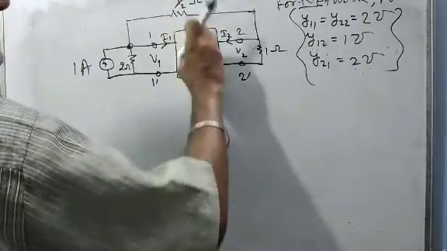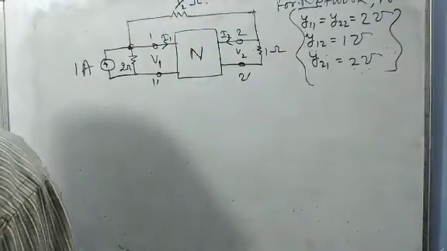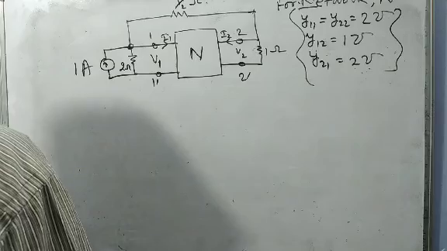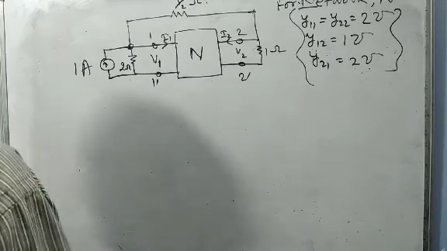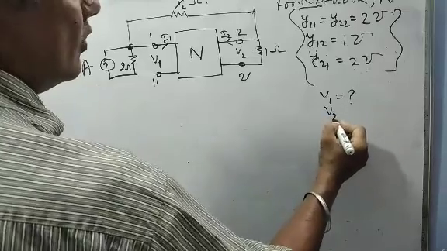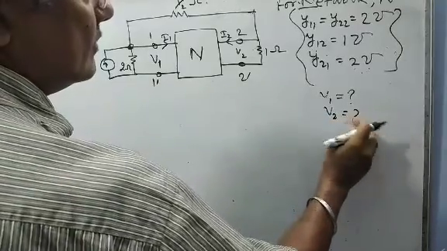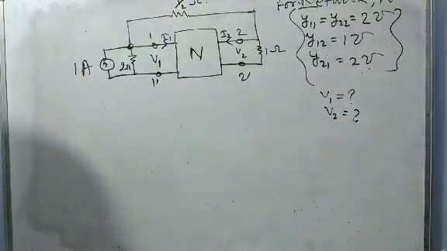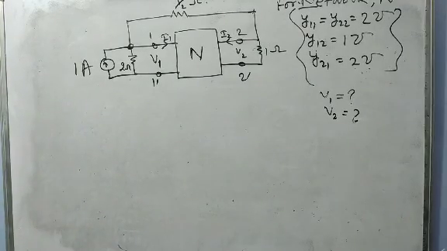What is happening inside this? The network has been given. It has been asked to find the voltage V1 and V2. You have been asked to calculate the numerical value of the voltage V1 and V2. So how will you do it?